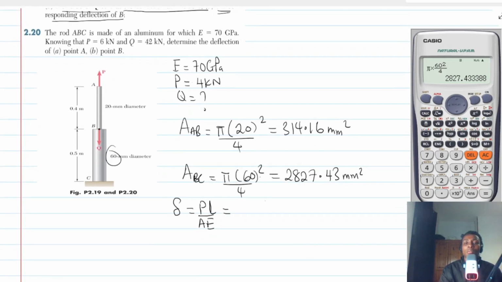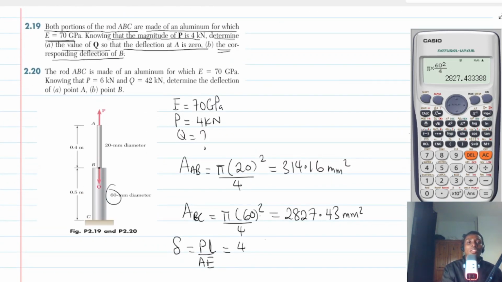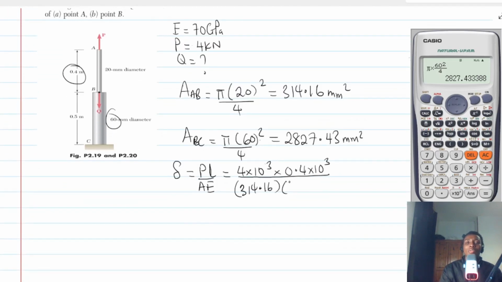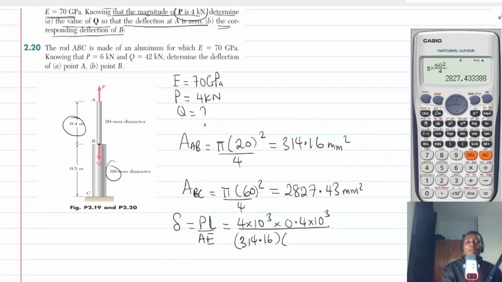Now the deflection will be the load, which we know as P, giving us 4 kilonewton. So 4 times 10 to the power 3, and the length is 0.4 meters, which is the same as 0.4 times 10 to the power 3 millimeters. Then I will divide by the area, which is 314.16 millimeter squared, and then E. So E is 70 gigapascal. If I want to convert 70 gigapascal to megapascal, that will be 70 times 10 to the power 3 megapascal. Why are we doing all this? We know that Newton per millimeter squared is exactly a megapascal.